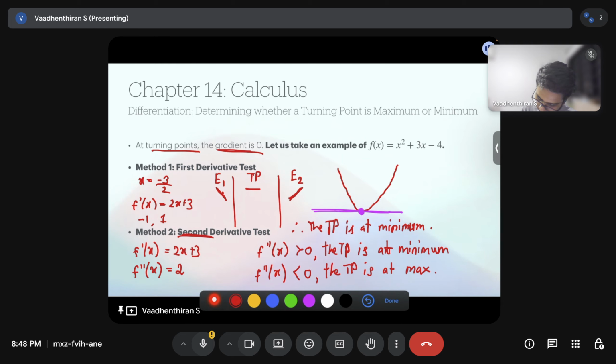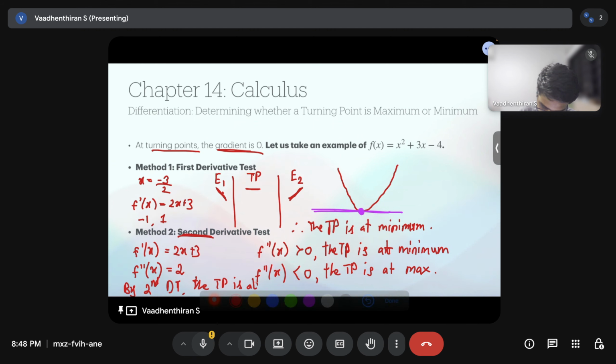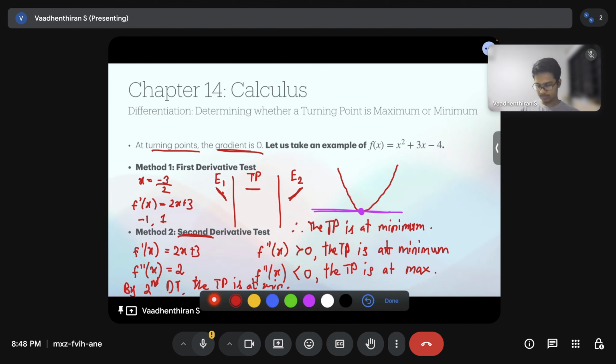So since here the f double dash x is 2, which is greater than 0, you can straightforwardly say by the second derivative test, the turning point is at minimum. So it's a more straightforward way. You just need to remember these two conditions, and then you can easily perform the second derivative test to find whether the turning point is maximum or minimum.